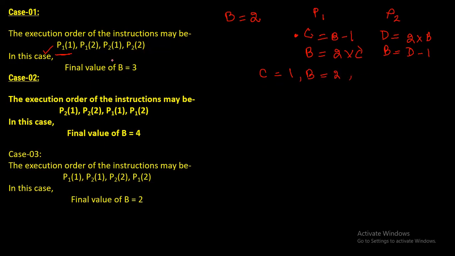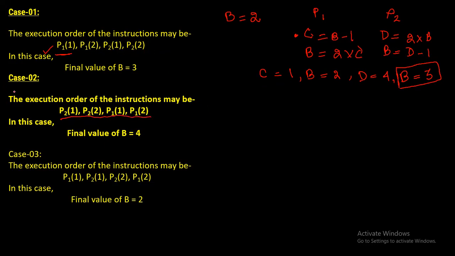After that, the first line of the P2 process: D value will be 2 into B, that means 4. B value is 2, 2 into 2 is 4. After that, the second line of P2, that means D minus 1, that is 3. So finally, my B value is 3. After that, consider case 2. Now, look here, the order of execution is changed.